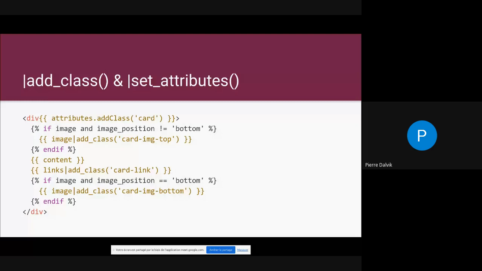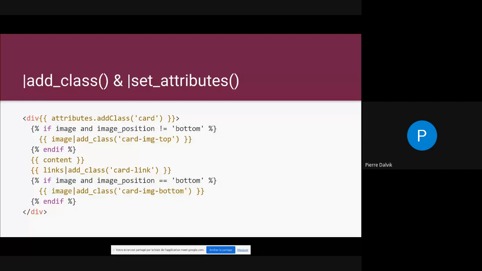So before we were doing some preprocesses, but today we can just use this filter and add the expected class, card-img-top or card-img-bottom, to the image. And it works too with subcomponents. For example, if you add some button components into the links slot, you can add the expected class to the buttons.